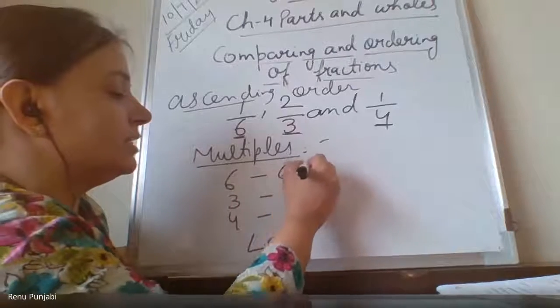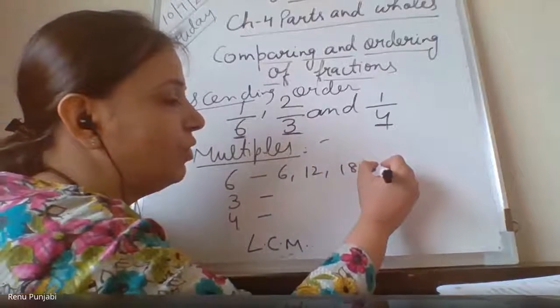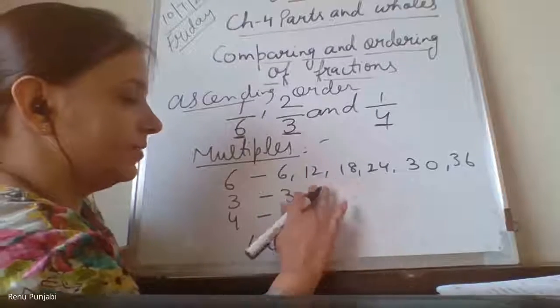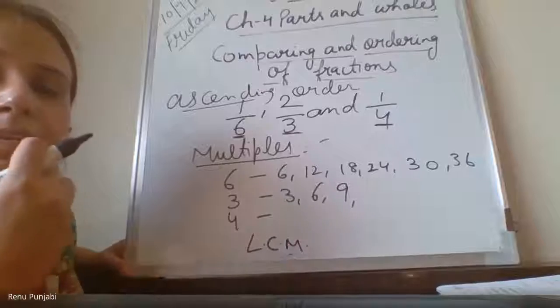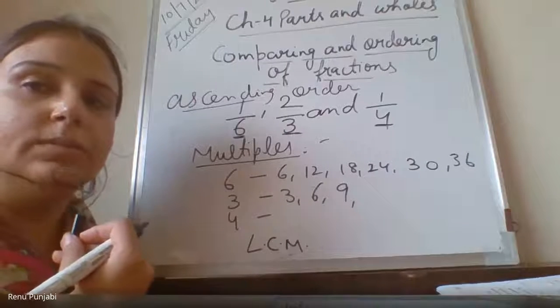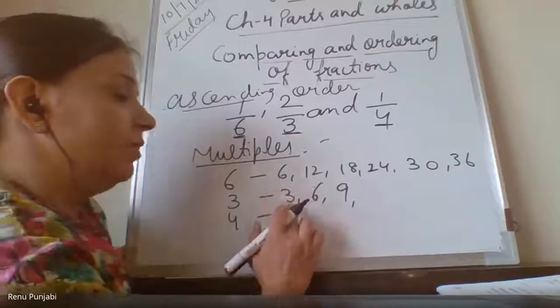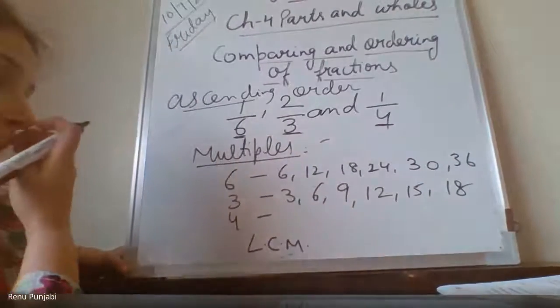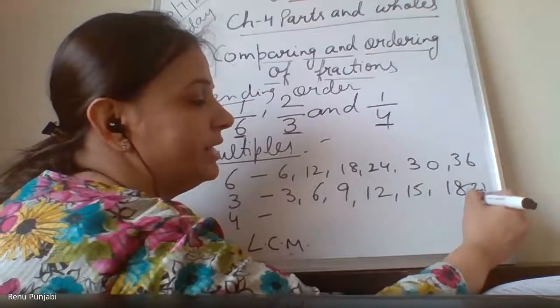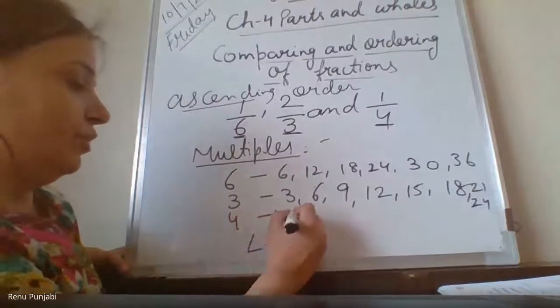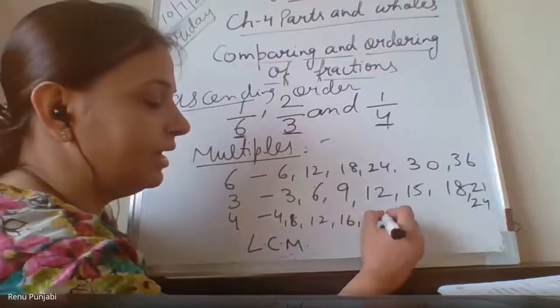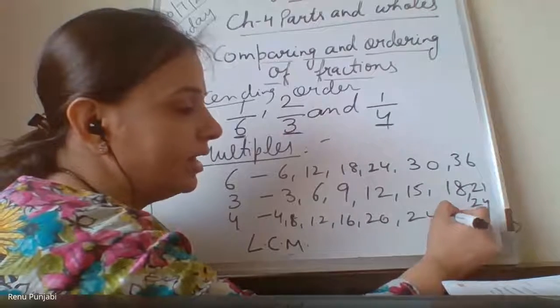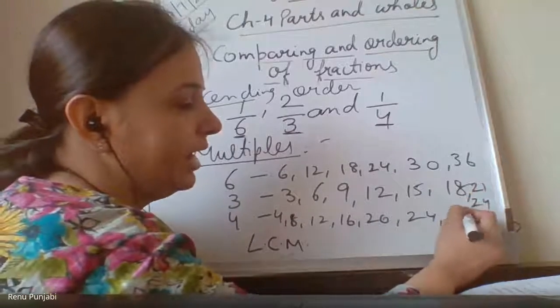Here now 6 1s are 6, 6 2s are 12, 6 3s are 18, 6 4s are 24, 6 5s are 30, 6 6s are 36. 3 1s are 3, 3 2s are 6, 3 3s are 9, 3 4s are 12, 3 5s are 15, 3 6s are 18, 3 7s are 21, 3 8s are 24. 4 1s are 4, 4 2s are 8, 4 3s are 12, 4 4s are 16, 4 5s are 20, 4 6s are 24, 4 7s are 28, 4 8s are 32.